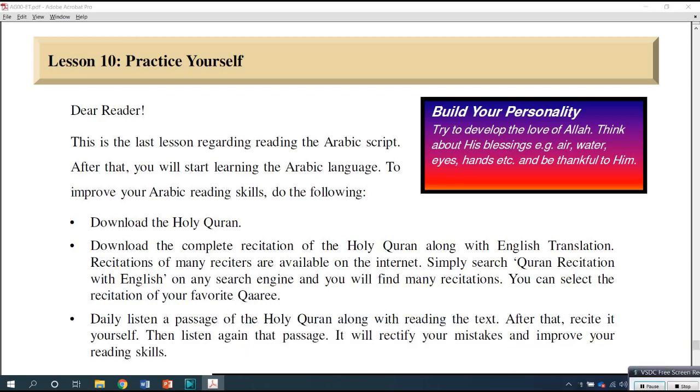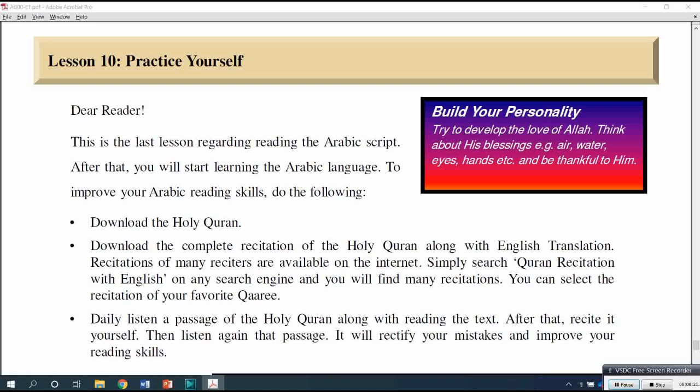Bismillah ar-Rahman ar-Rahim. Today is the last lecture of this book, which is basically that you are able to understand especially the style of Arabic.